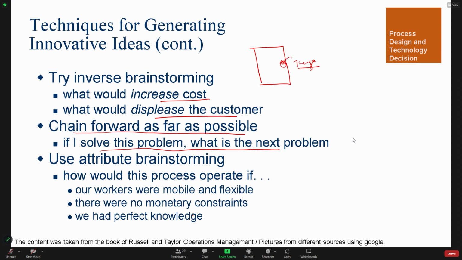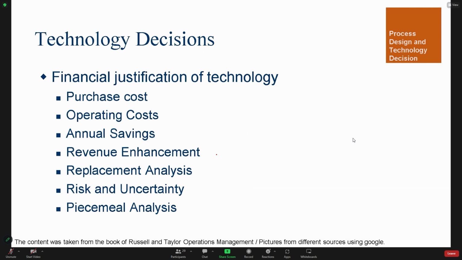Okay? Use attribute brainstorming. How would this process operate if our workers are more flexible and mobile? What if there is no monetary constraints? What if we have perfect knowledge? Okay, these are the things, no? In generating innovative ideas. Now, moving on to technology decisions. Am I going to use technology in my operations, in my process?